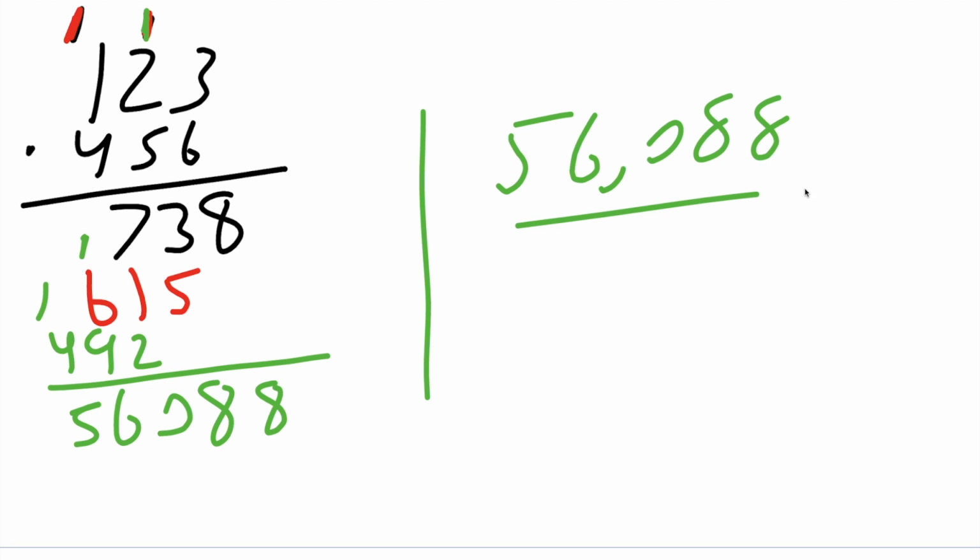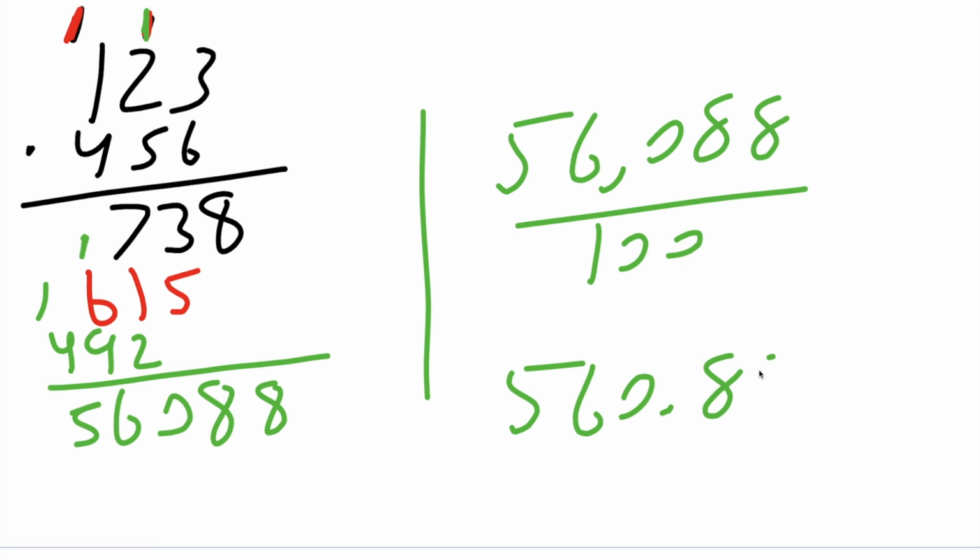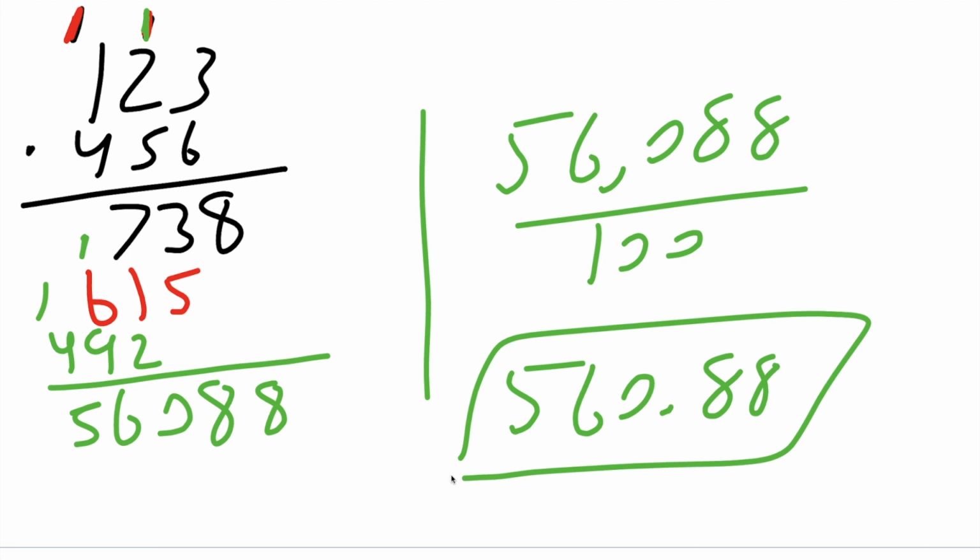56,088, but we have to divide by 100. And so we would get ourselves, you go 2 to the left, 1, 2. So we have 560.88. And that's pretty much it on how to multiply whole numbers with decimals.